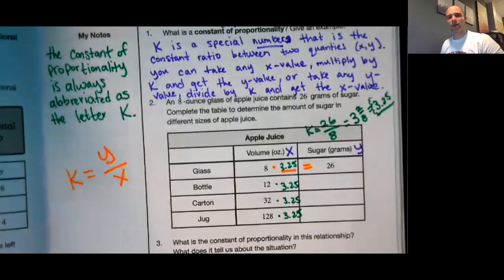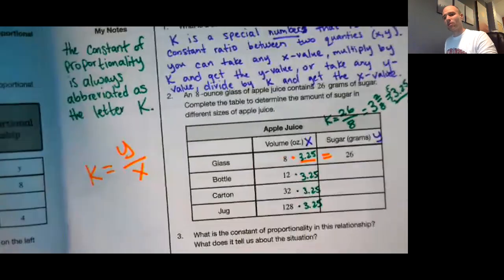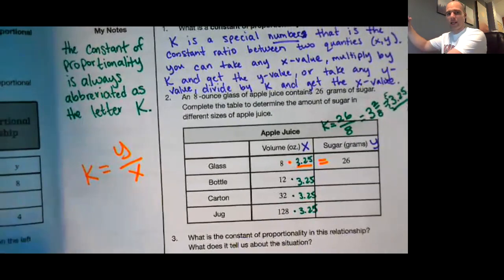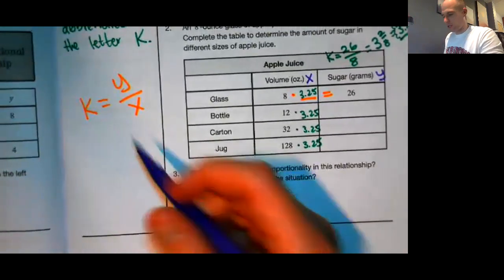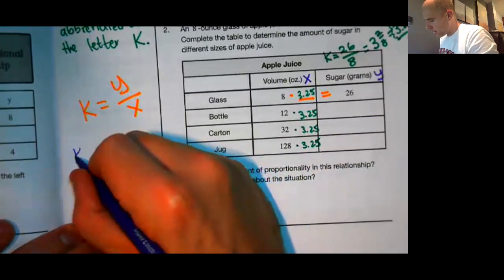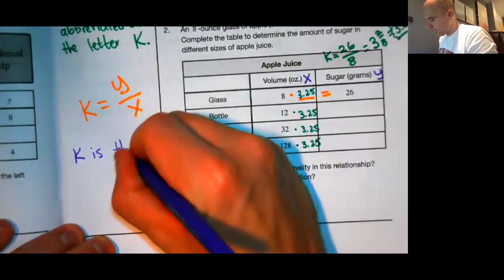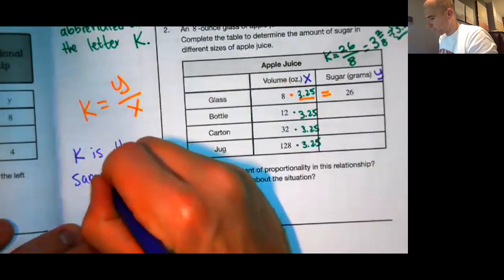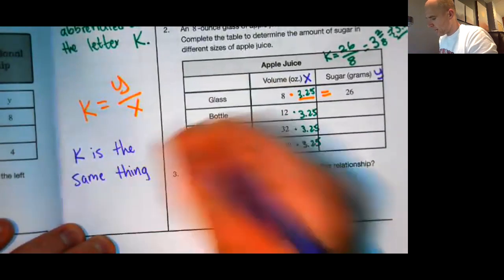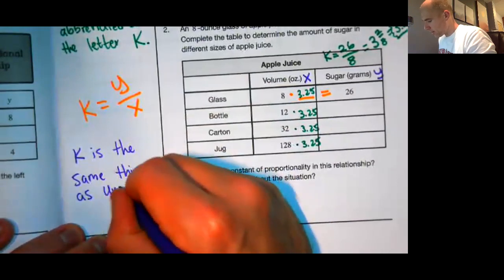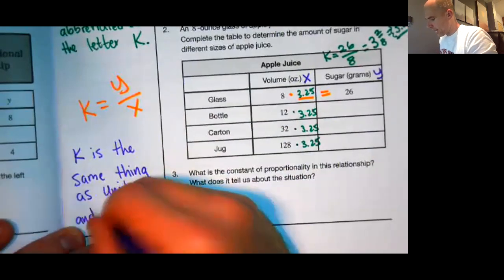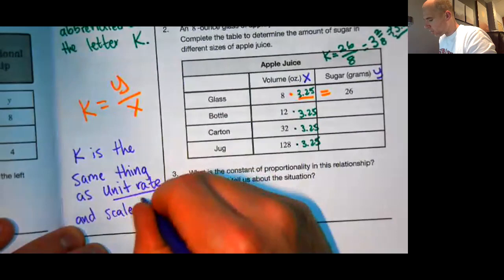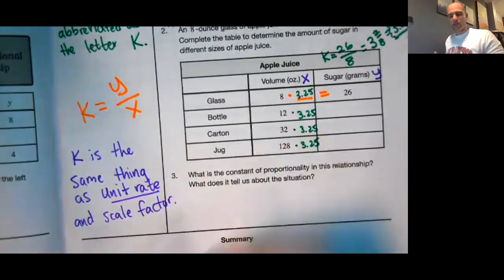Sometimes you will hear the constant of proportionality referred to as the unit rate. This is something else we should put in the My Notes section. I'm going to write it in purple underneath the formula here in orange. K is the same thing as unit rate and scale factor. All 3 of these things are essentially the same thing, right?